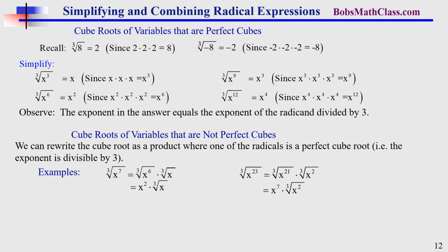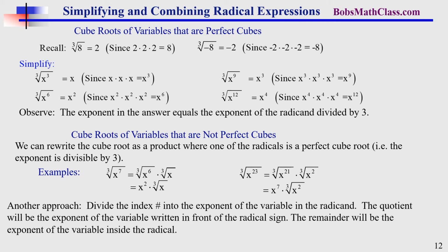Or we have cube root of x to the 23rd. You can write it as the cube root of x to the 21st times the cube root of x squared. I think it's kind of complicated. I think method 2 is easier. Just divide.